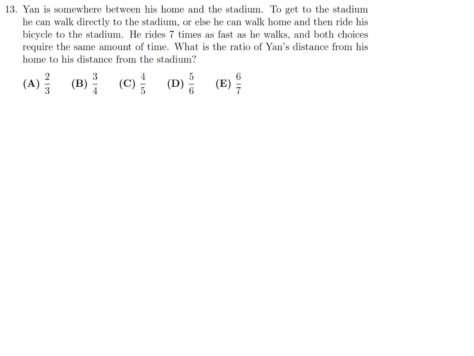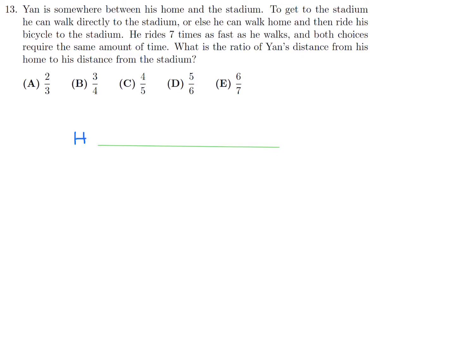Yan is somewhere between his home and the stadium. To get to the stadium, he can walk directly to the stadium, or he can walk home and then ride his bicycle to the stadium. He rides 7 times as fast as he walks, and both choices require the same amount of time. What is the ratio of Yan's distance from his home to his distance from the stadium?